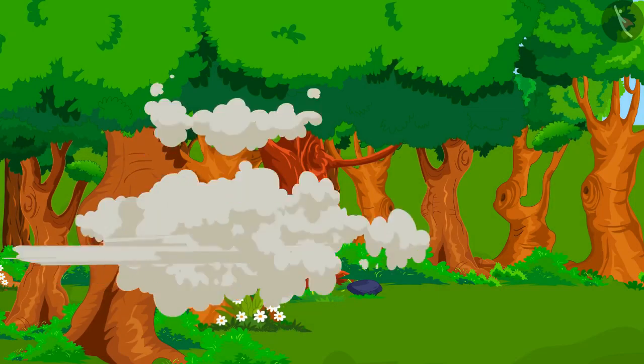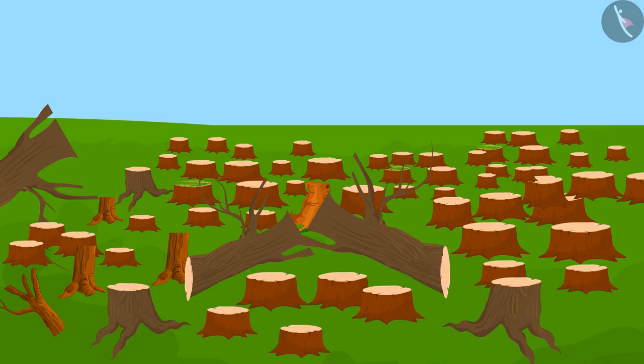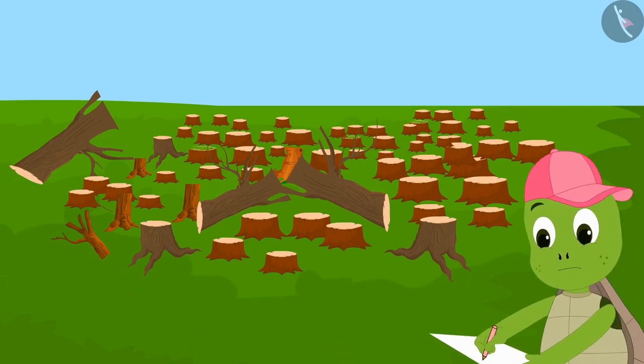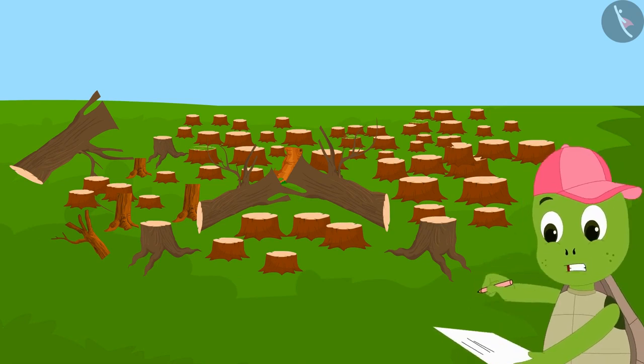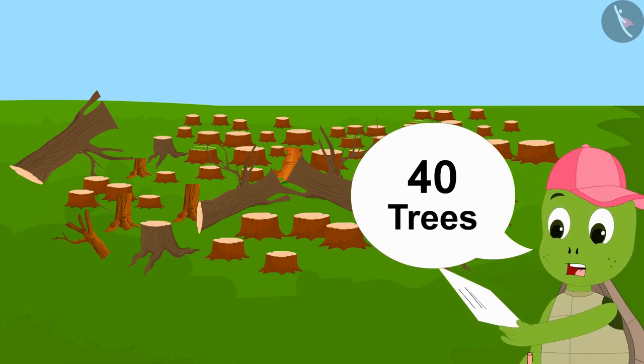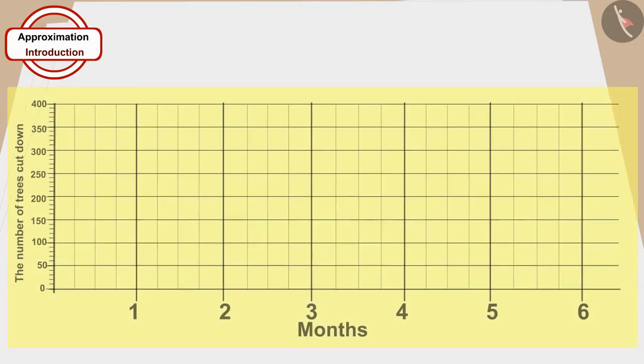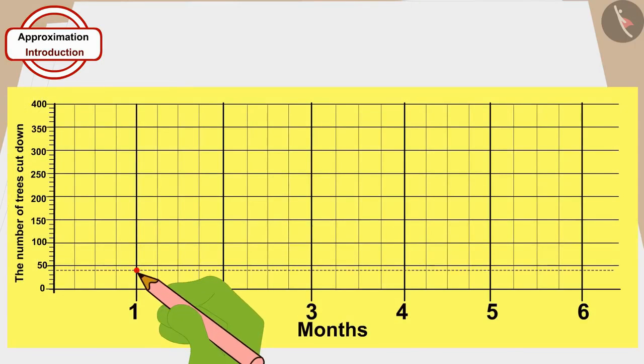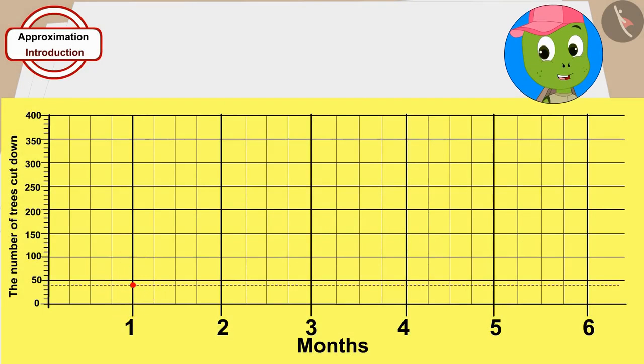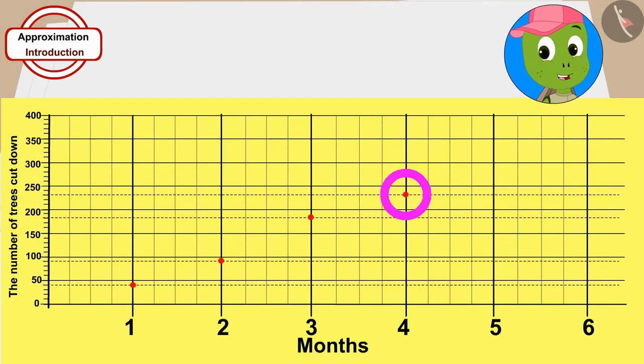A month passed, and trees were still getting cut in the village. By the end of the month, he added the total number of trees cut down. Oh God! A total number of 40 trees were cut this month. Let me show this by making a dot like this on this paper. At the end of each month, Tufan counted the number of trees cut and recorded this on the paper.